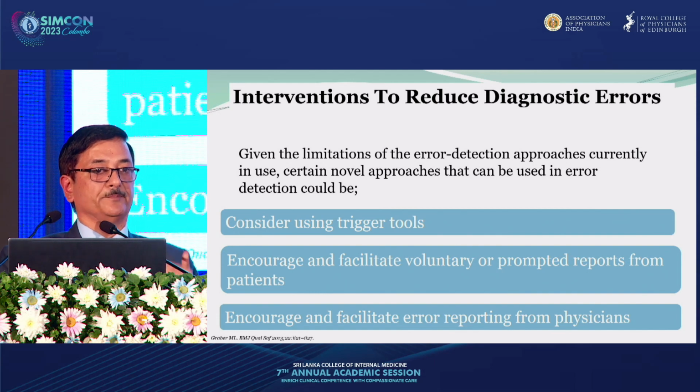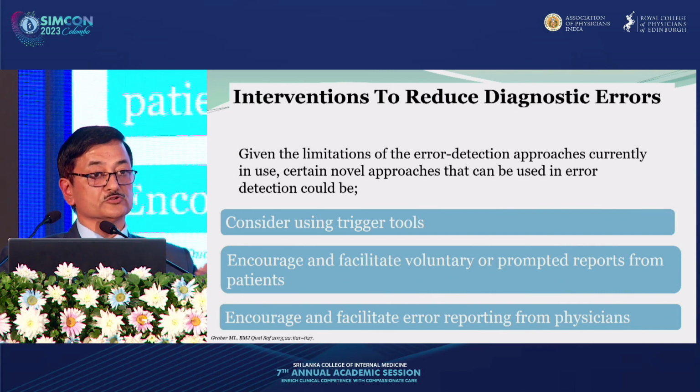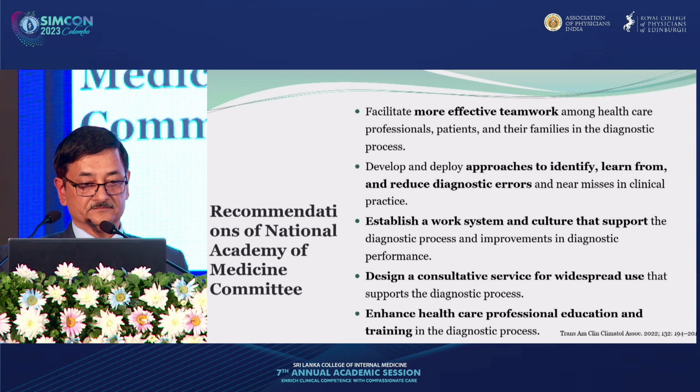These trigger tools could be our patients or our colleagues, or the follow-up or the autopsy reports. Those could be the triggering tools which could give us insights into what we can get out of this. Then encourage and facilitate voluntary or prompted reports from the patients. That is very important. Encourage and facilitate error reporting from physicians. We can have WhatsApp groups, we can have institutional groups where these things can be reported. So these are the recommendations from the National Academy of Medicine Committee.